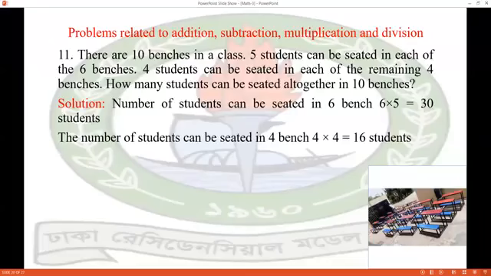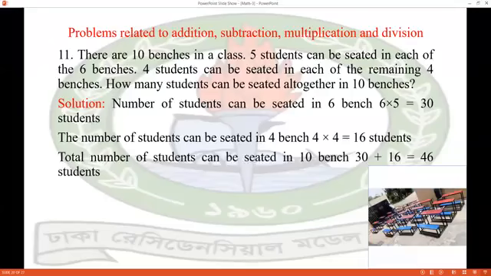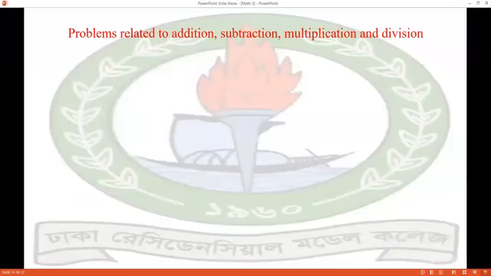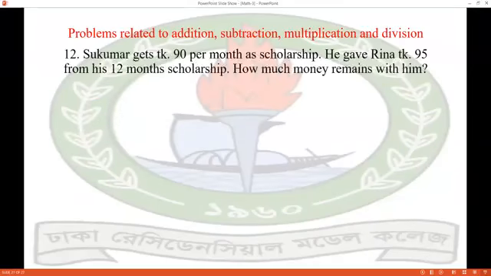So in the first condition, there will be 30 students. In the second condition, there will be 16 students. So the total number of students that can be seated in 10 benches is equal to 30 plus 16, equal to 46 students. So the answer is 46 students can be seated altogether in 10 benches. Do you understand? Okay.